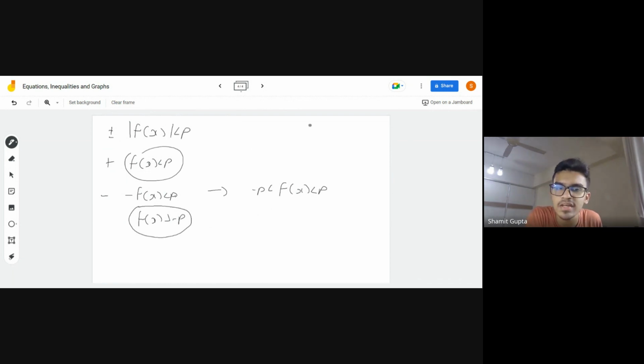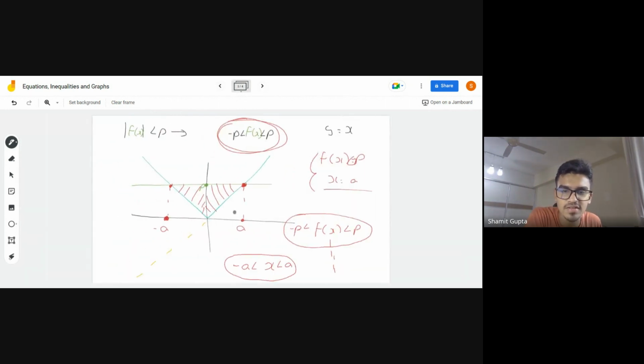You can do the same thing if it was f(x) is greater than p. And even for the graph, if it's greater than p, x will be more than a and less than negative a. So f(x) will be more than p and less than negative p.